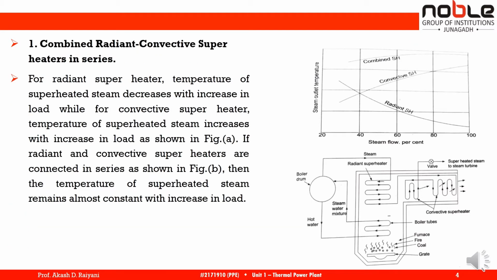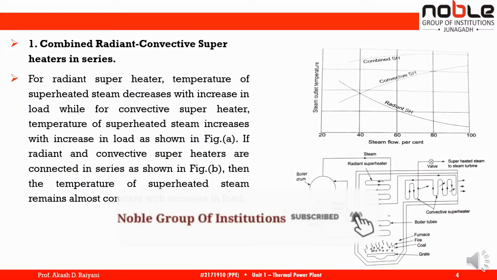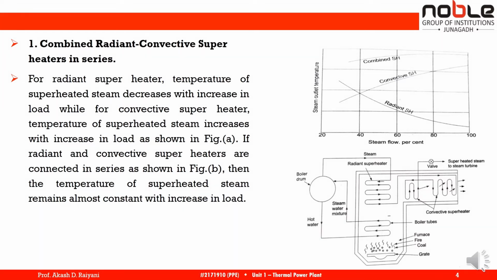Let's start with the first method, which is by using a combined radiant and convective superheater in series. In this method, we are using two superheaters, a radiant superheater and a convective superheater, connected in series as shown in figure B. Here you can see from the figure, it is the radiant superheater and it is the convective superheater. Both are connected in series.